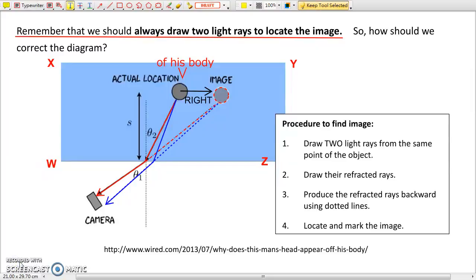There are also other examples, as you will see on the next few pages. And always remember the following steps to locate the image. 1. Draw two light rays from the same point of the object. 2. Draw the refracted rays. 3. Draw the virtual rays. 4. Locate and mark the image.